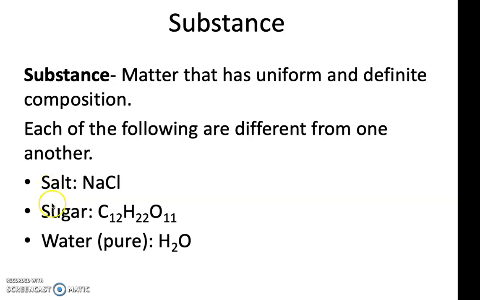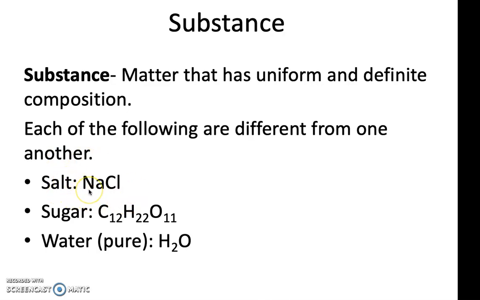We have salt, sugar, and water. And when I say water, I mean pure water. Not water in a creek, not water in an ocean, not bathtub water. We're talking pure water, which we have here at school called deionized water, where everything has been removed. Or we can even look at something like distilled water.